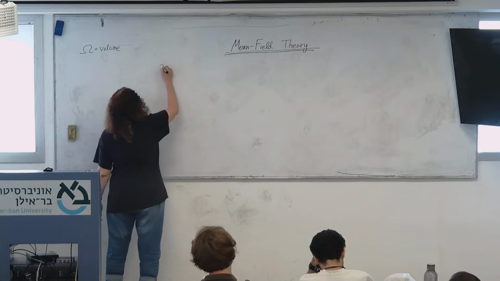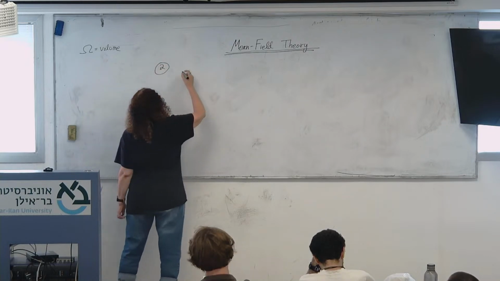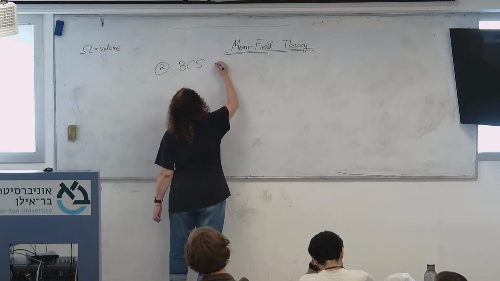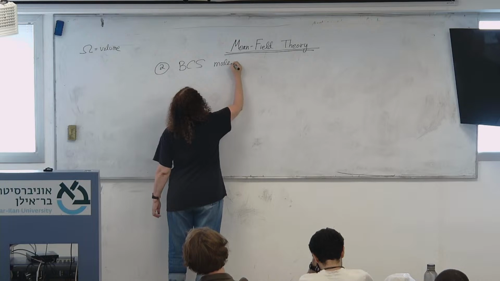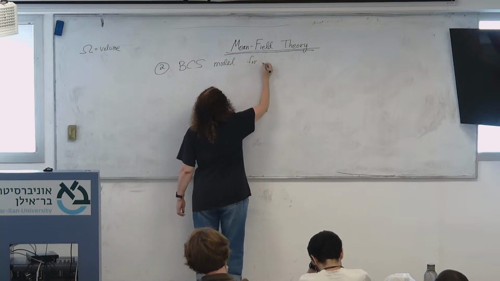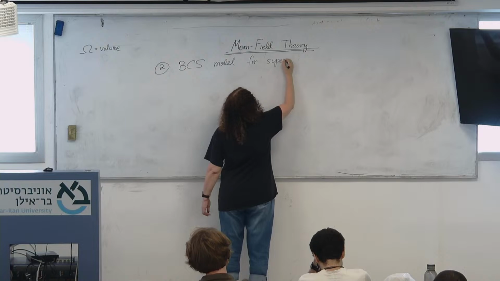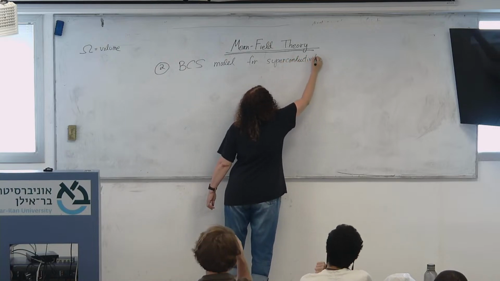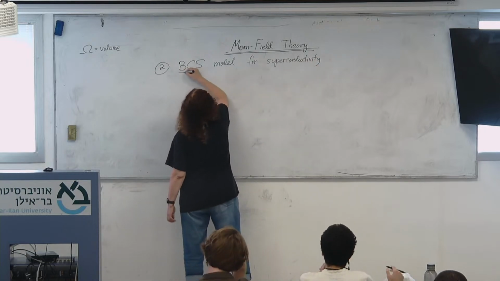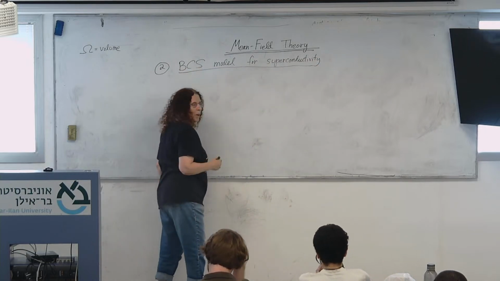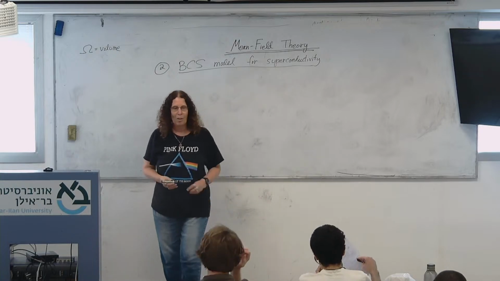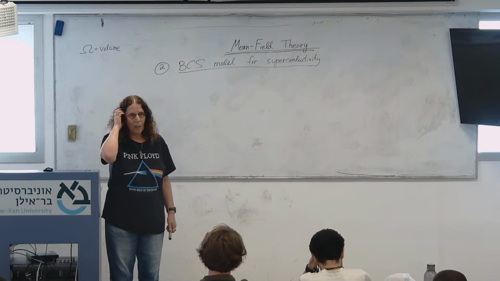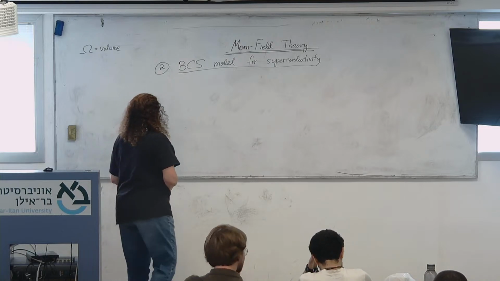So the model that we're looking at is going to be a BCS model for superconductivity. This is the context where it was originally developed by Bardeen, Cooper, and Schrieffer. This is named after them. But of course, the model is more general and it applies to many cases.